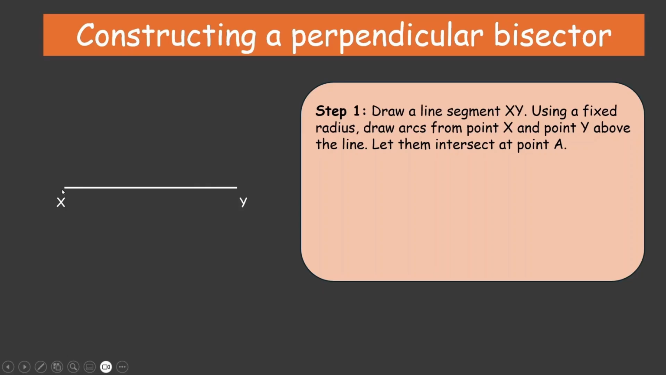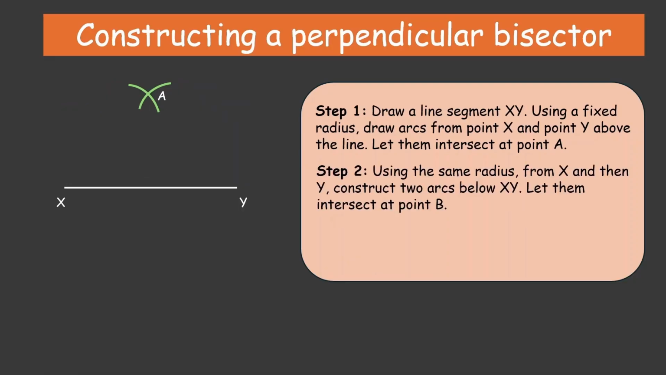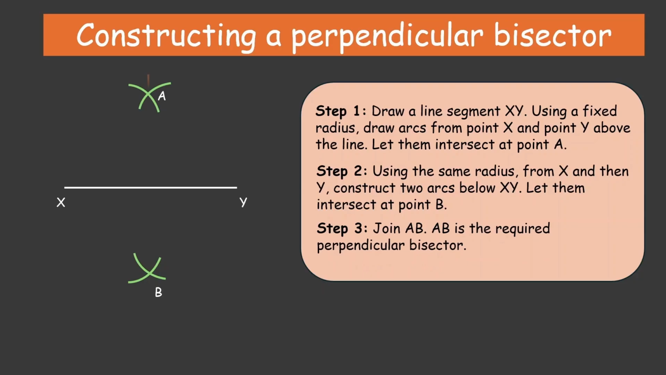Then we keep the needle at X and draw an arc, and then we keep the needle at Y and draw one arc like this. Now these arcs intersect at point A. Next, using the same radius from X and then from Y, we construct two arcs below XY. So there goes one arc and then another arc from X, and we call this point B. Lastly, we'll join AB, and AB is the required perpendicular bisector.